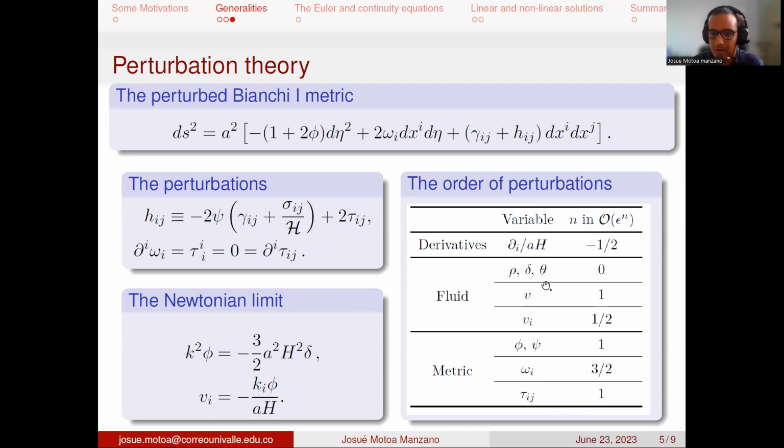And then, checking these typical sizes, we made this table of the orders of the different perturbations and their contributions to the equations. For example, the derivatives are big, of order epsilon to the power of minus 1/2, where epsilon is a small parameter. And then rho, delta, and theta, which is the divergence of the velocity, are of order 0. V is of order epsilon.